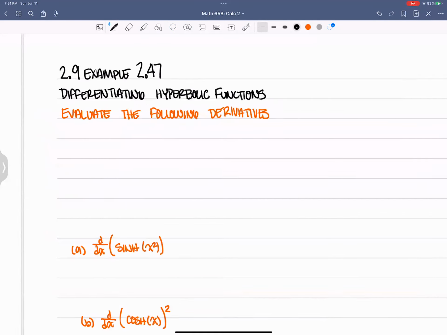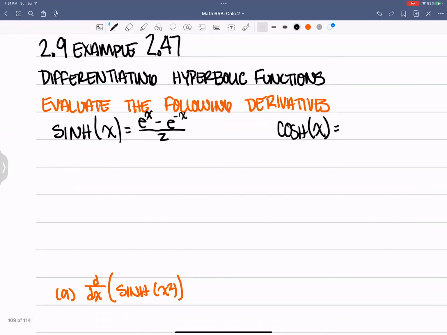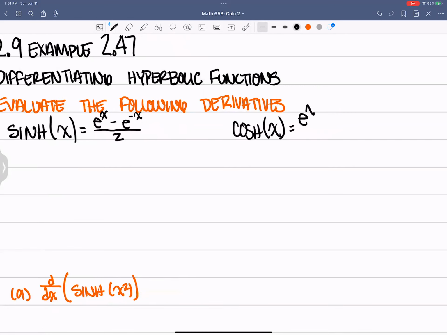All right, so the hyperbolic sine function of x is equal to e to the x minus e to the negative x over 2. And the hyperbolic function for cosine of x is equal to, very similar, e to the x plus e to the negative x over 2.